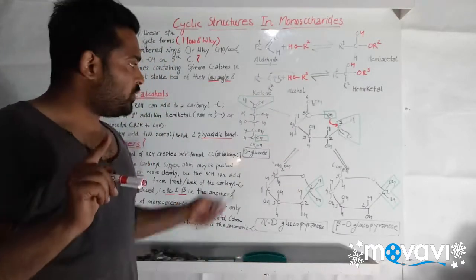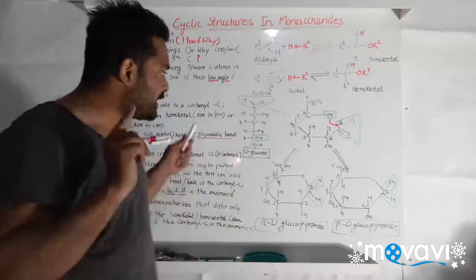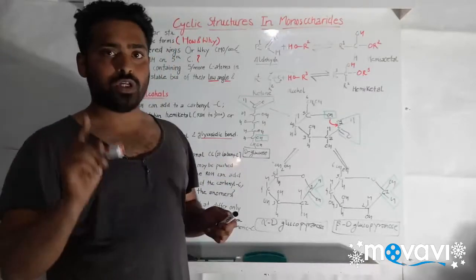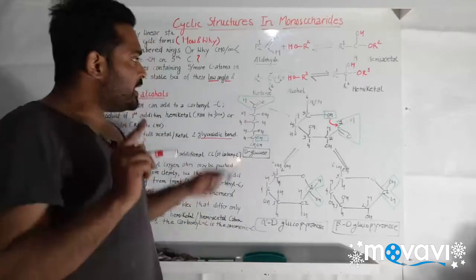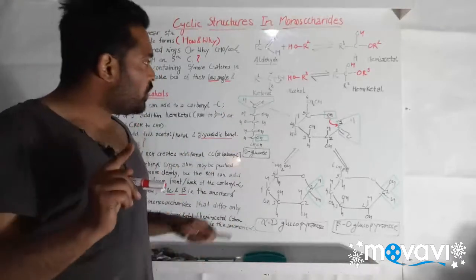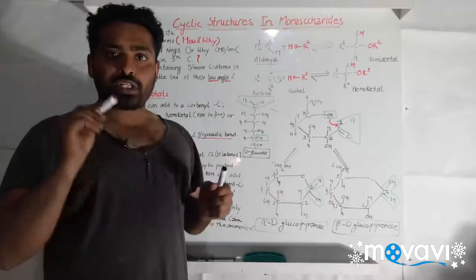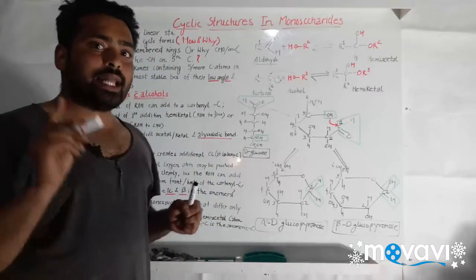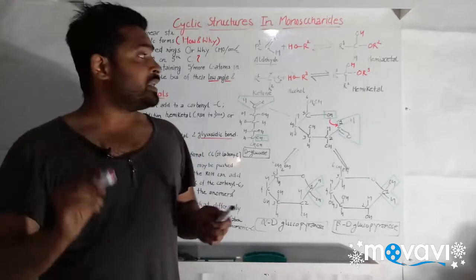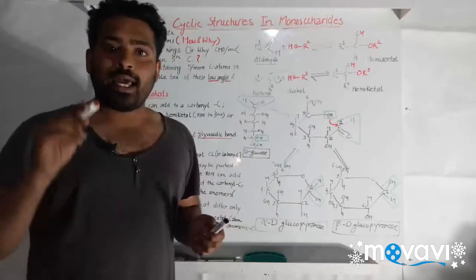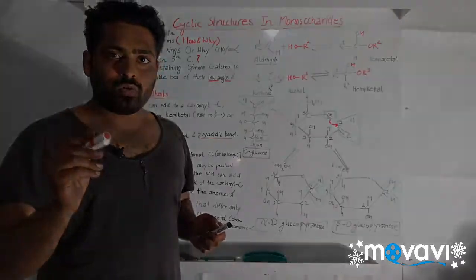Two molecules of alcohol can add, but for the context of this video we are going to discuss only one, because the second reaction, that is the addition of the alcohol to the carbonyl carbon, would result in the formation of a glycosidic bond, this one, and that would form a full ketal or full acetal.